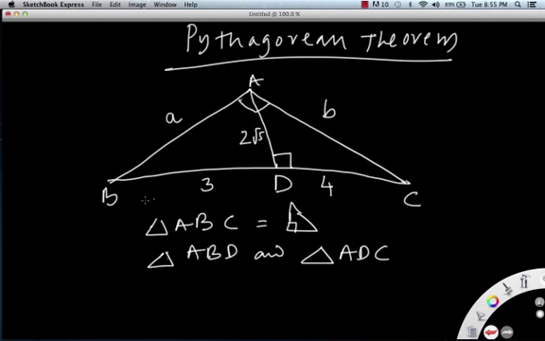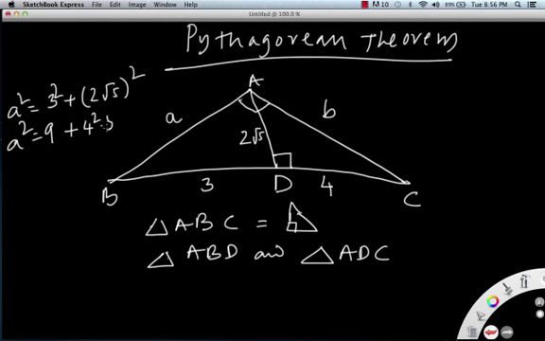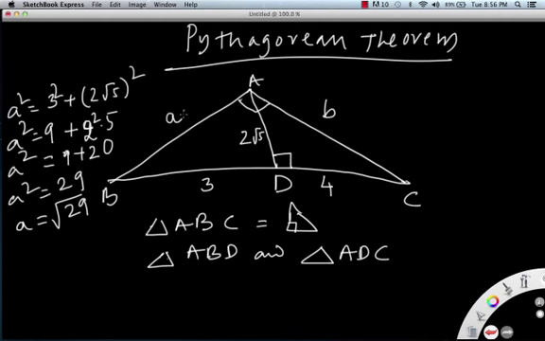So let's look at it. For the right angle triangle which is on the left side, ABD, AB is the hypotenuse, which is A, and the sides are 3 and 2 root 5. So Pythagorean theorem states that A square equals 3 square plus 2 root 5 whole square. Okay, so let's calculate that. 3 square is 9, and 2 root 5 whole square is 2 square, which is 4, times root 5 whole square, which is 5. So 9 plus 20. So A square is 29. So A equals root 29.